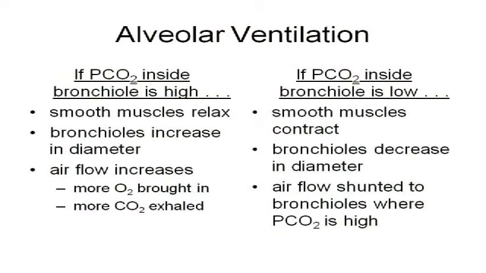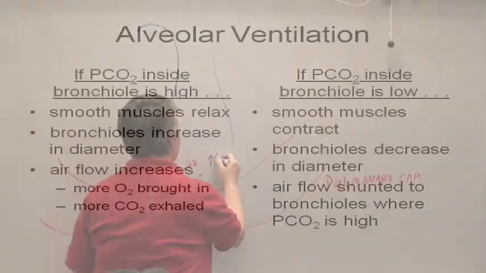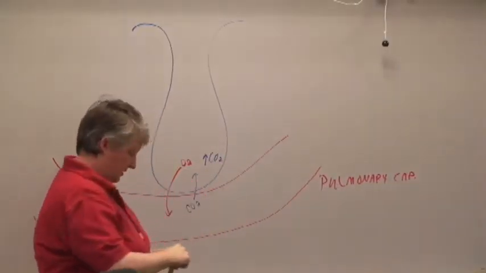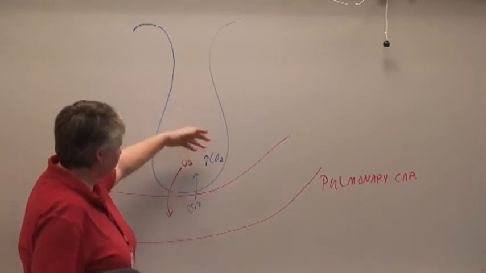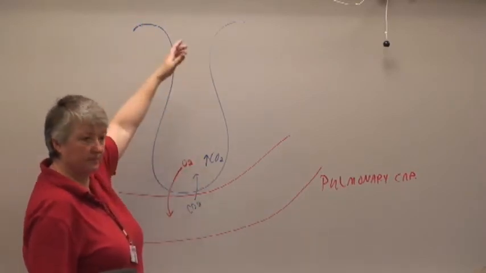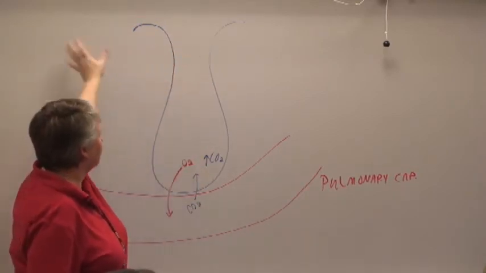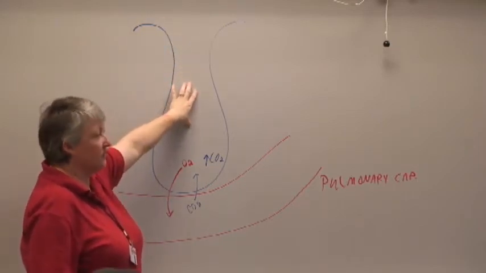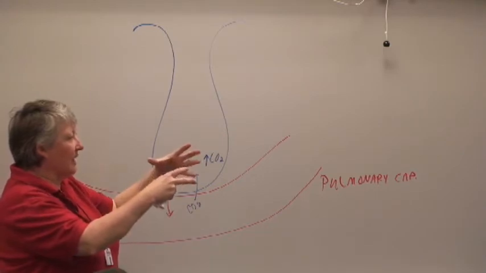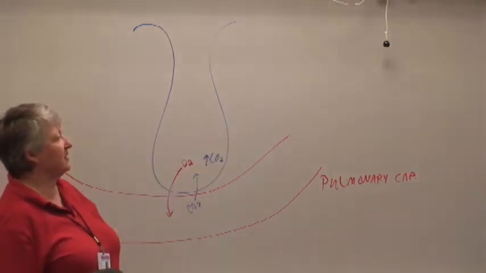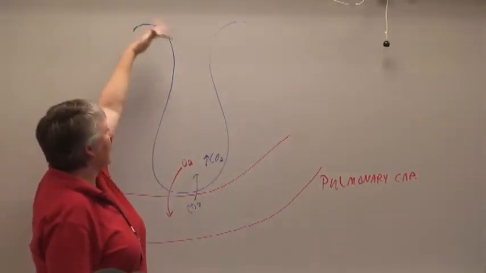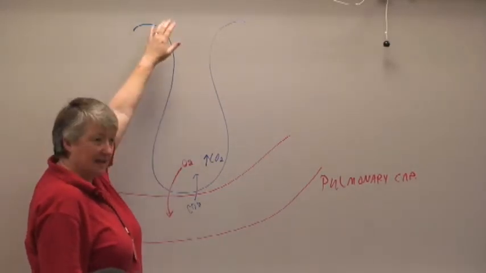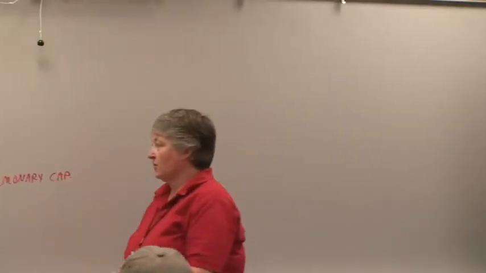Now, alveolar ventilation depends on the CO2, the PCO2. If the PCO2 level is increasing, that means that blood has come by and dropped off CO2. We've got to get rid of the CO2. Now, the bronchioles that are delivering air to this alveolus, the smooth muscles around those are going to relax. So in this case, PCO2 makes the smooth muscles relax. More air flows in, more carbon dioxide is taken out. And the opposite, of course, is true.